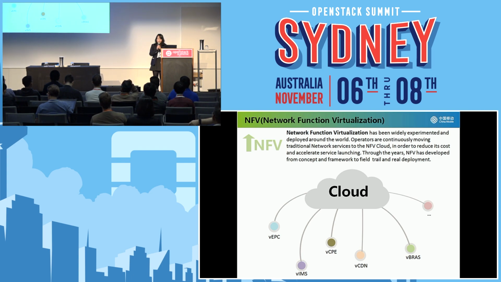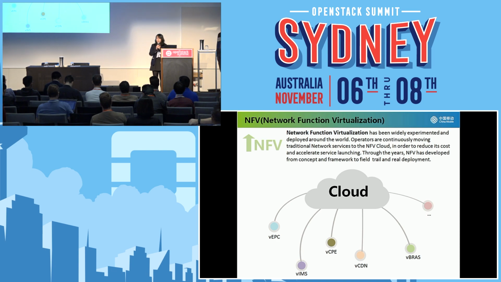Actually, NFV has been widely experimented and deployed around the world, and operators are continuously moving traditional network functions into their virtualized cloud. For example, in China Mobile, we began our virtual IMS trials like 2 years ago, and our narrowband Internet of Things trial like last year. And also, we built what we call the experiment network. I will introduce more details about this work in the following slides.